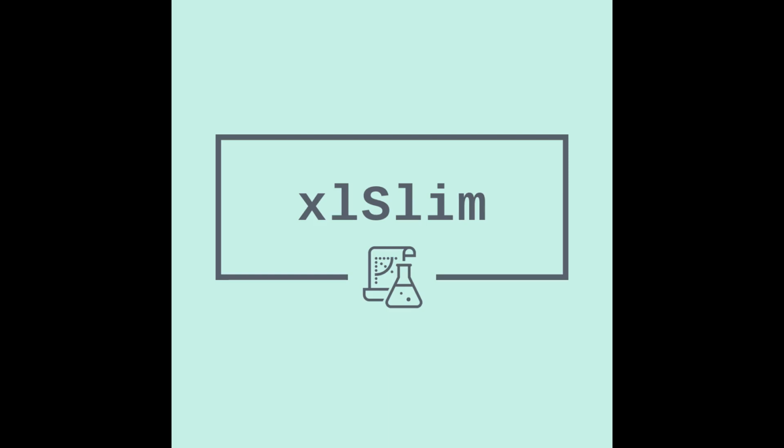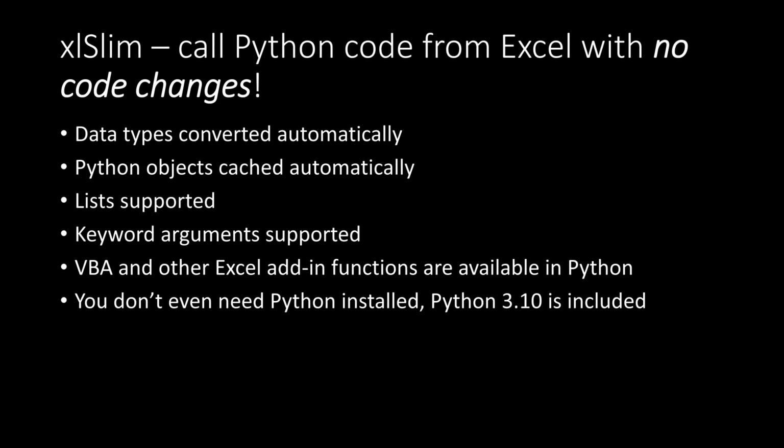Welcome to this overview of xlSlim. xlSlim is the easiest way to call Python functions from Excel without making any code changes or installing any extra packages. Python lists, dictionaries, objects, NumPy arrays, and Pandas data frames are all supported and cached automatically. You can call existing VBA functions and other Excel add-in functions from Python. You don't even need Python installed, as Python 3.10 is included.